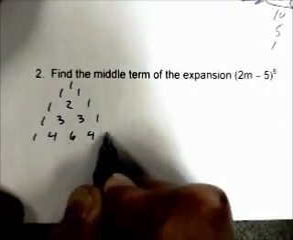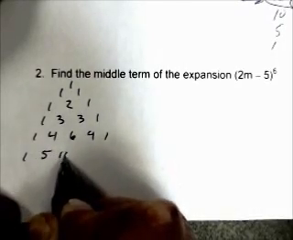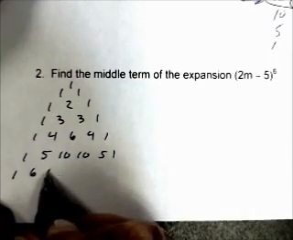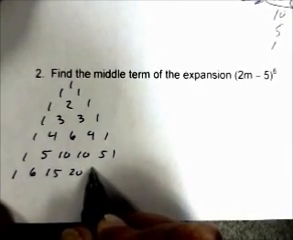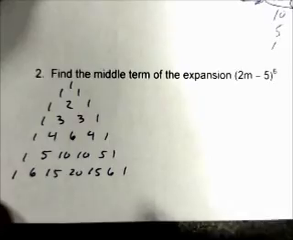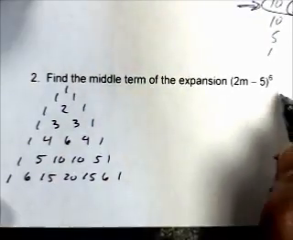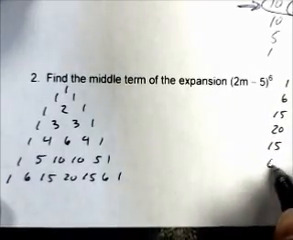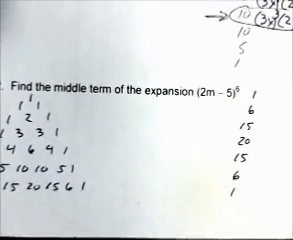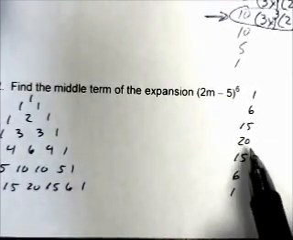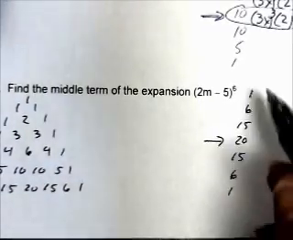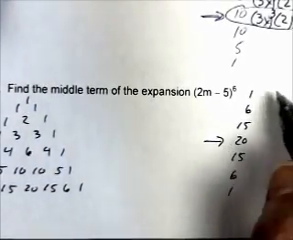4, 6, 4, 1, 1, 5, 10, 10, 5, 1, and then 1, 6, 15, 20, 15, 6, 1. So I'm writing down these 7. 1, 6, 15, 20, 15, 6, 1. And I want the middle term, so that would have to be right here in the middle of these 7, the 4th term.